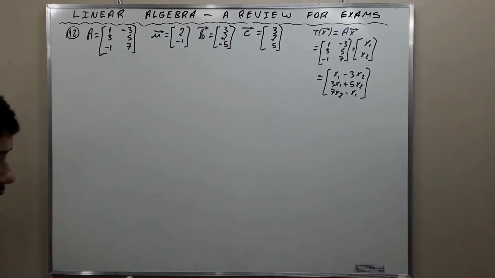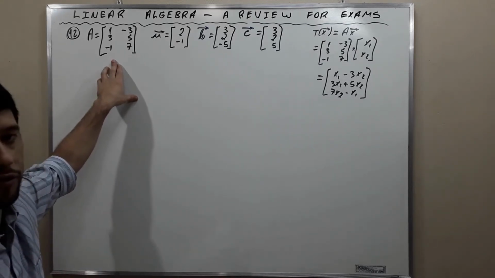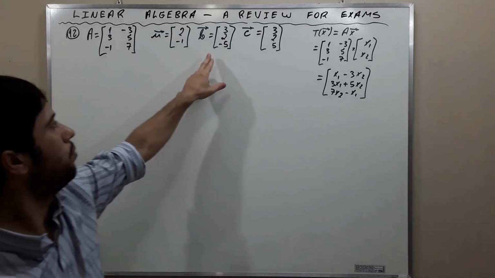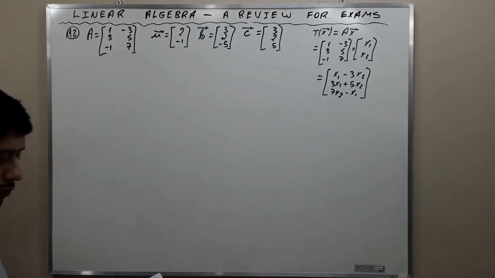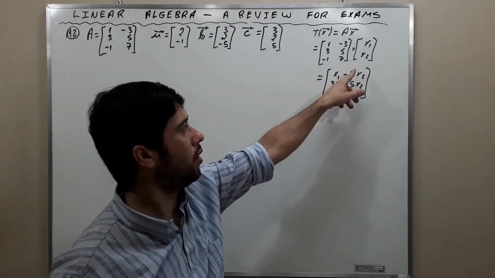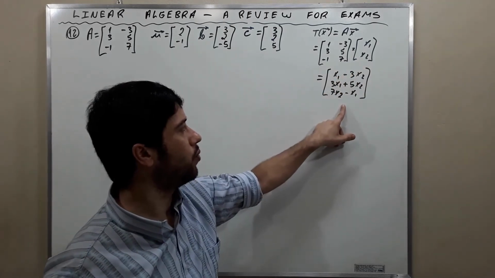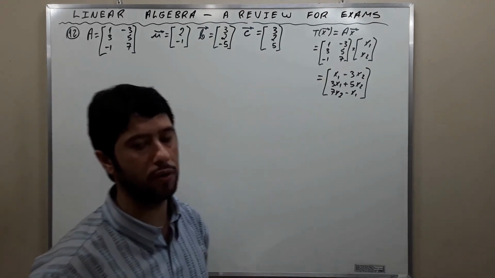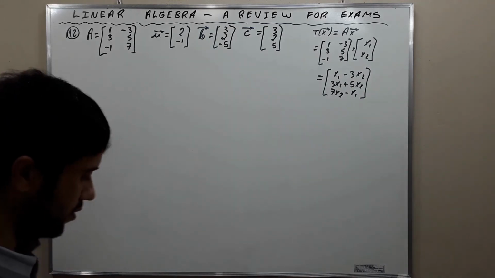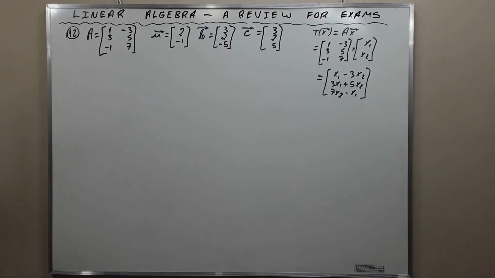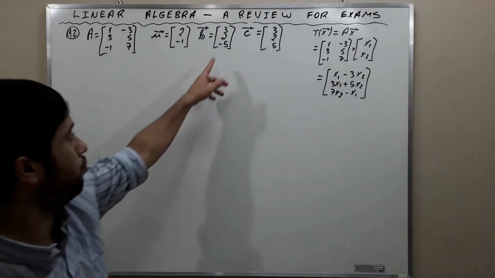Exercise 12 now. Let A be this matrix that represents a transformation. U, B, and C these vectors, and define a transformation of a vector belonging to the R2 set of numbers, and we want to transform this into a vector of the R3 set of numbers. And in letter A, the exercise asks us to find T of U, the image of U under the transformation T. In letter B, find an X, a vector X in R2 whose image under T is precisely B.